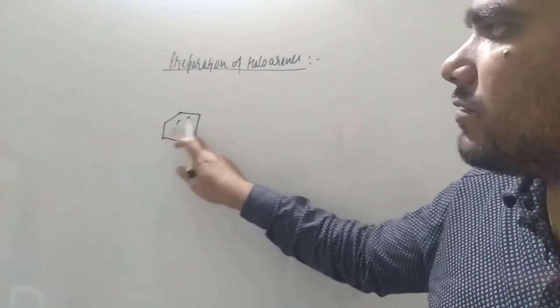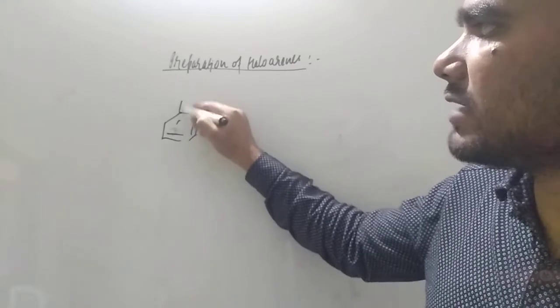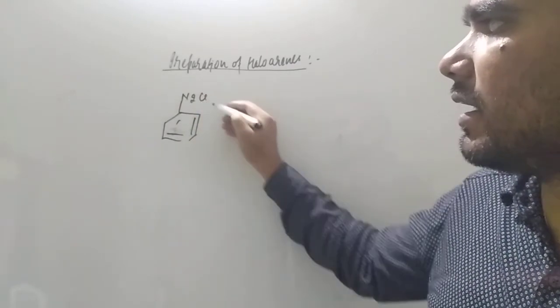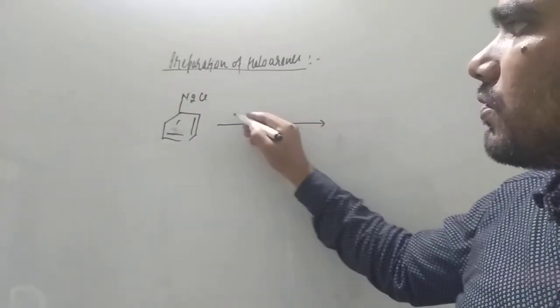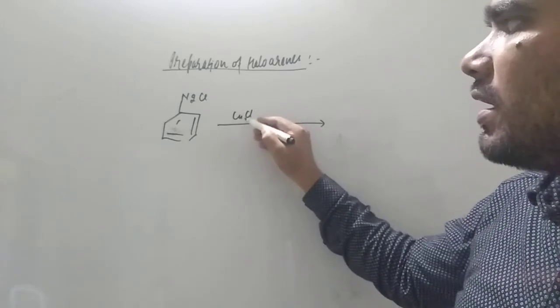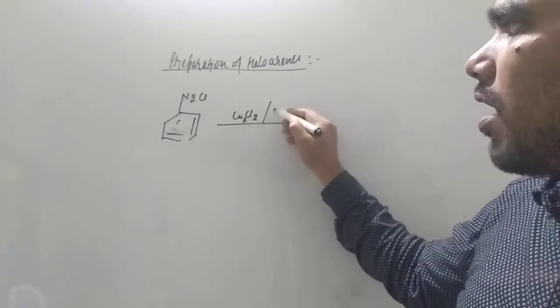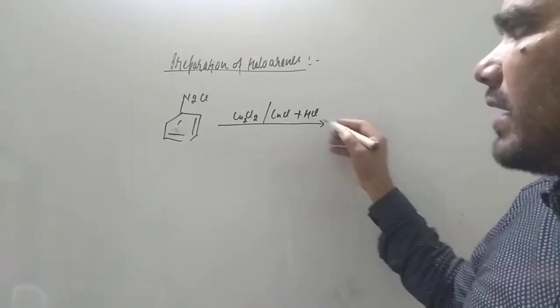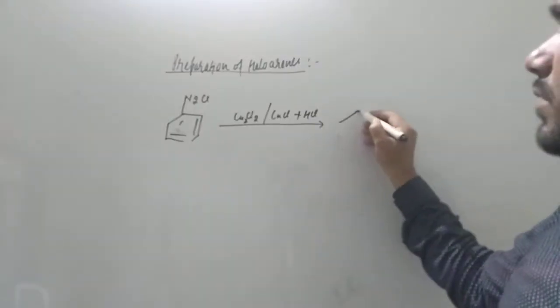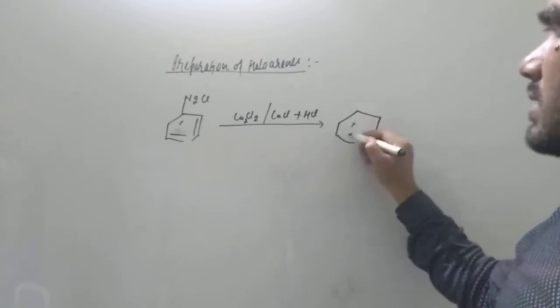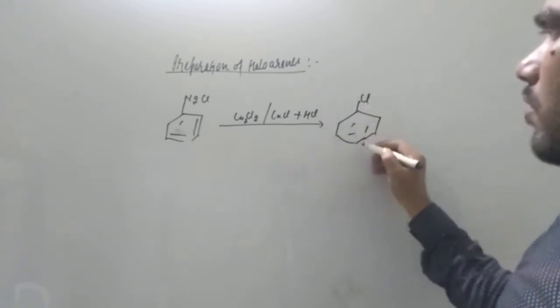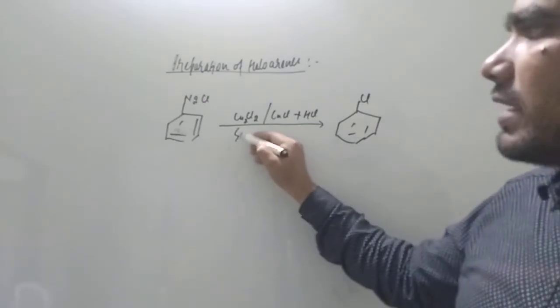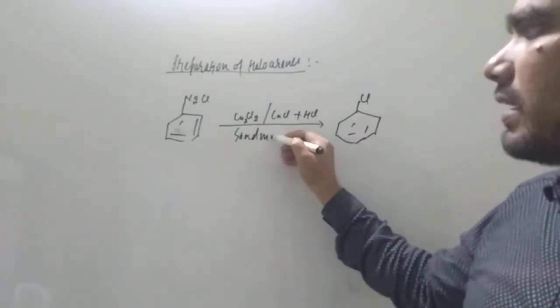Benzene diazonium chloride means the diazo group is there, N2Cl. If you treat this with cuprous chloride, CuCl or Cu2Cl2, plus HCl or HBr, you will get chlorobenzene. This reaction is known as the Sandmeyer reaction.